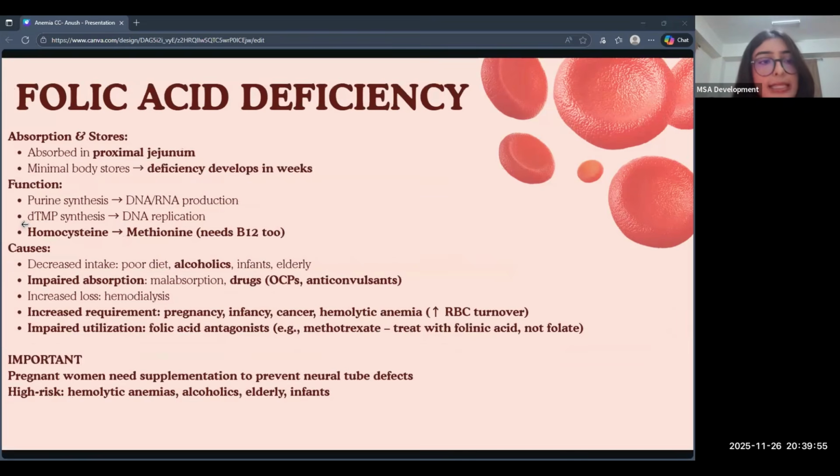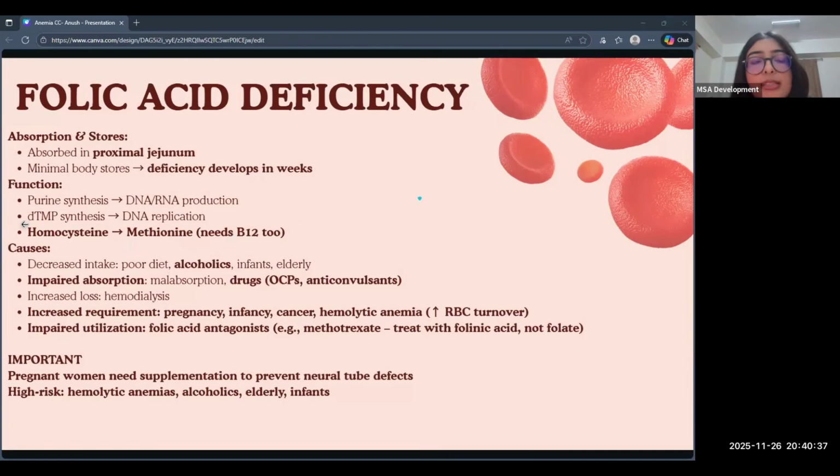Okay, now coming to folic acid deficiency. So, first and foremost, where do we find it? Our sources of folic acid are green leafy vegetables, okay? But if you cook these vegetables, like spinach and so on, you're just destroying the folate. Now, it's absorbed in the proximal jejunum, and as I said, deficiency develops in weeks. It's useful for DNA and RNA production and replication. Now, most importantly, what I want you to remember is that it is important in the transformation of homocysteine to methionine, and this needs B12 as well.